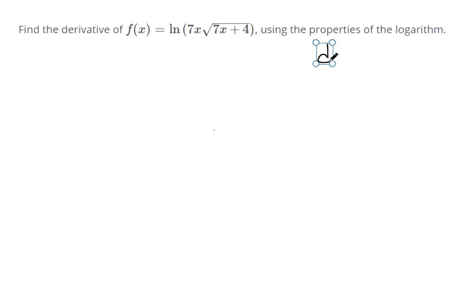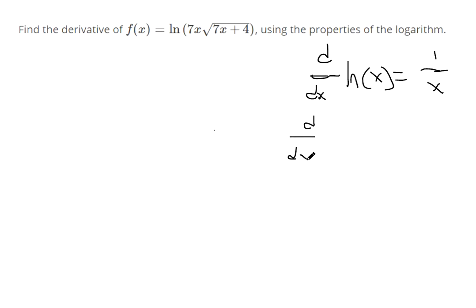Before we do that though, this may very well be the first time you've seen the derivative of natural log. So the derivative of natural log x is just 1 over x. But the chain rule applies, okay? Whenever you take a derivative of a logarithm, it's always the reciprocal of the argument, so the reciprocal of the thing inside the parentheses. But the chain rule always applies.